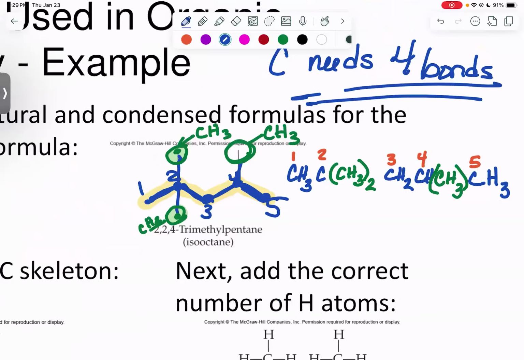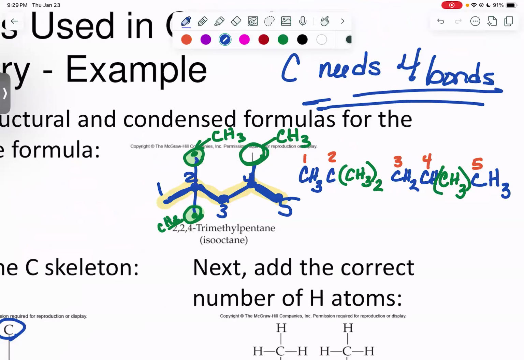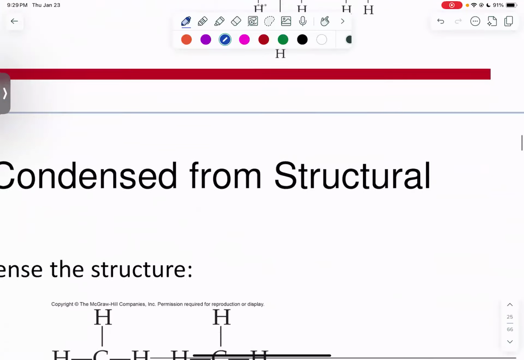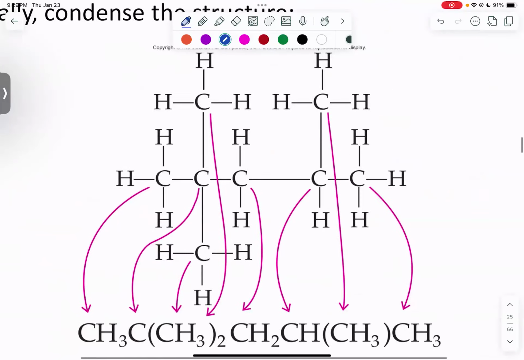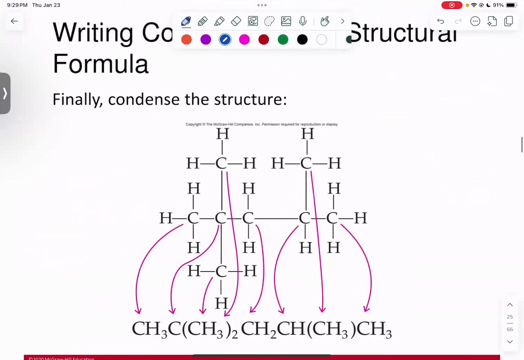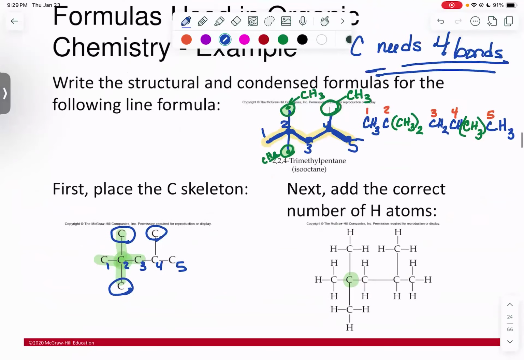So, that's how I do it. I go straight from the stick diagram into the condensed formula. You're more than welcome to do it any way that works for you. Sometimes it's nice to draw it out and then go to that condensed formula, but it's six of one, half a dozen of another, however you want to do it.